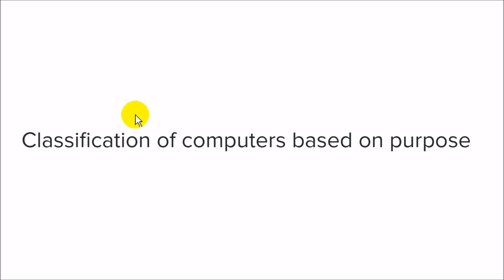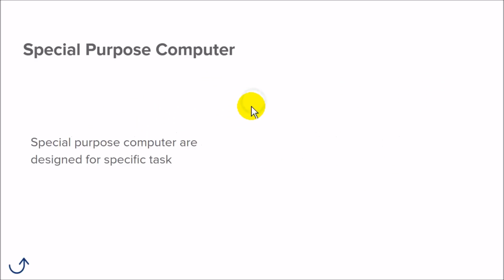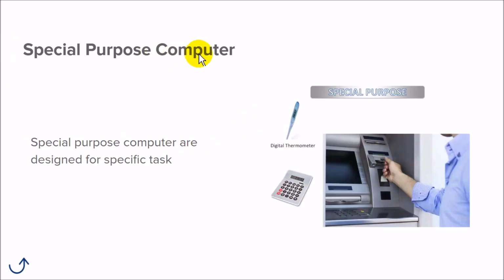Okay, so when you look at classification of computer based on purpose, we have what is known as special purpose computer. So special purpose computers are designed for specific tasks. Now this type of computer has the nature that it is that one specific task that they are built for. That is actually what they are known to do. They don't have the ability to do anything outside of the purpose they are built for.